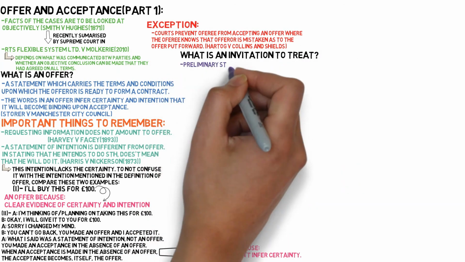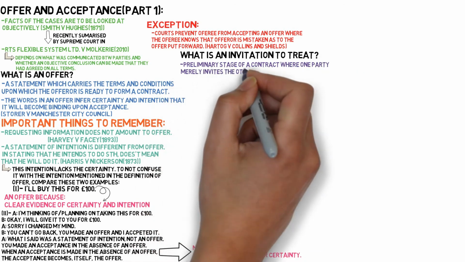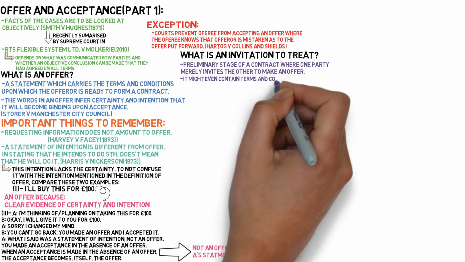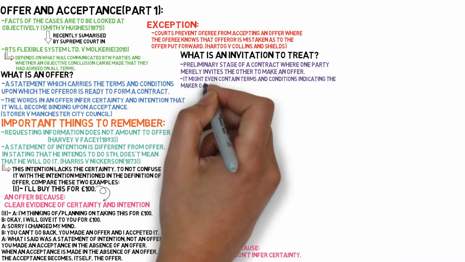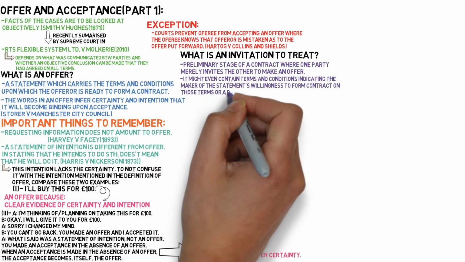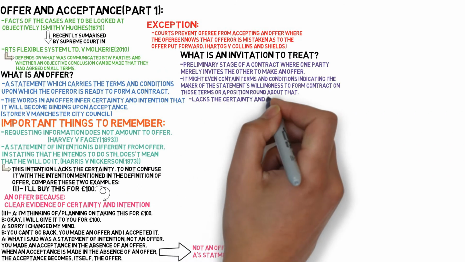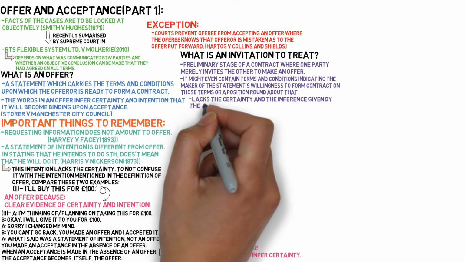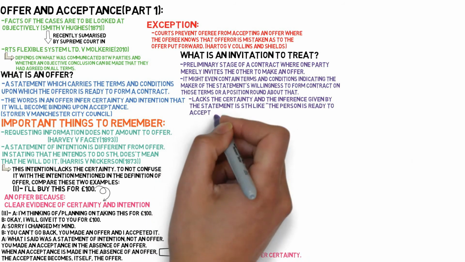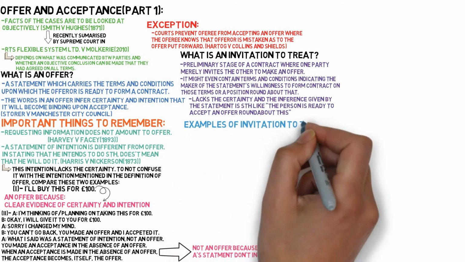Invitation to treat is a preliminary stage of a contract where one party merely invites the other to make an offer. It might even contain terms and conditions indicating the maker of the statement's willingness to form a contract on those terms or a position roundabout that. But this lacks the certainty, and the inference given by the statement is something like this person is ready to accept an offer roundabout this. Here are a few examples of invitation to treat.